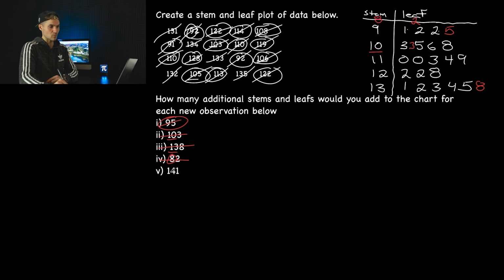And then same 141, notice we don't have a stem of 14, right? So we would have to add that stem 14 and then a leaf of 1. So the 82, 141, we had to add both a stem and a leaf, versus these first 3 numbers, we already had the stems, so all we had to add was the leaves.